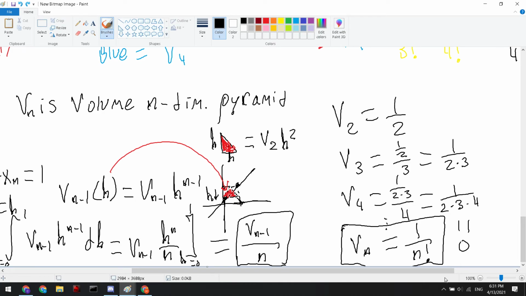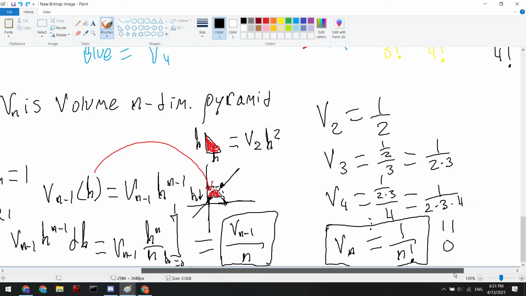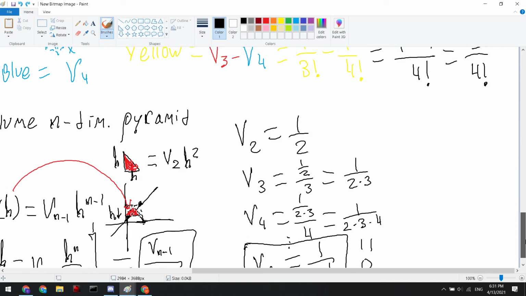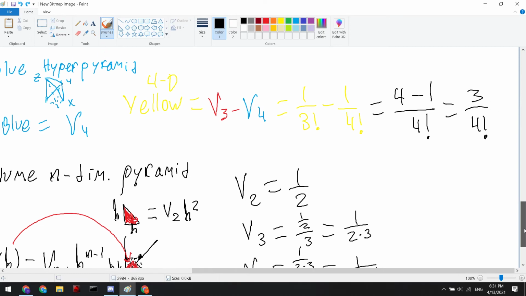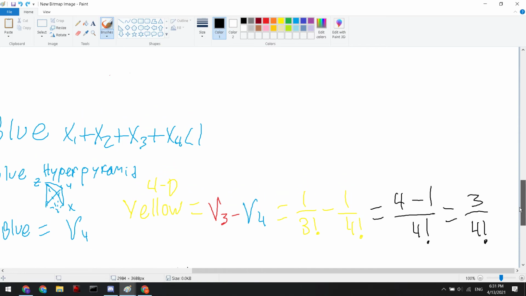Now, using all of this, in our four-dimensional case, we can say, okay, well, V3 is just 1 over 3 factorial, and V4 is 1 over 4 factorial. And when you subtract them, you can write this as 4 over 4 factorial minus 1 over 4 factorial, which is 4 minus 1 over 4 factorial, or 3 over 4 factorial. Now, what about for n dimensions?